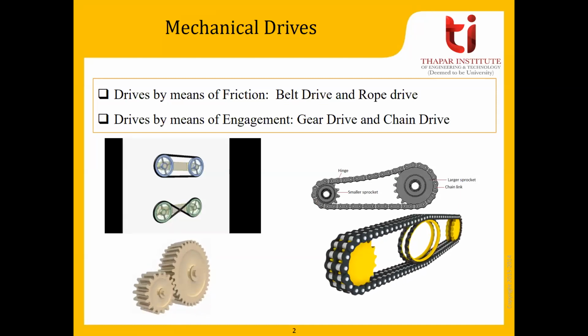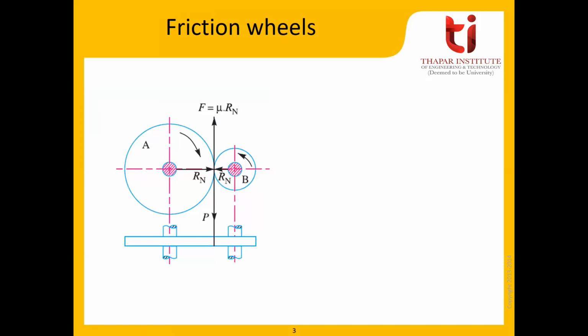By means of friction, you can transmit the power from one shaft to another shaft using belt drives or rope drives. Whereas by engagement, if you want to transmit the power from one shaft to another shaft, you can use gear drives and chain drives. Engagement means there would be meshing of teeth. So to understand the gear drive, first of all, we are going to consider two friction wheels.